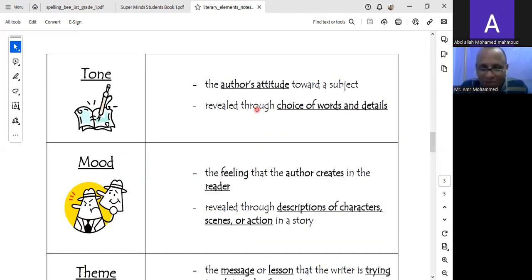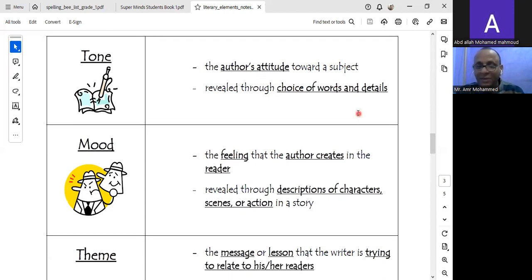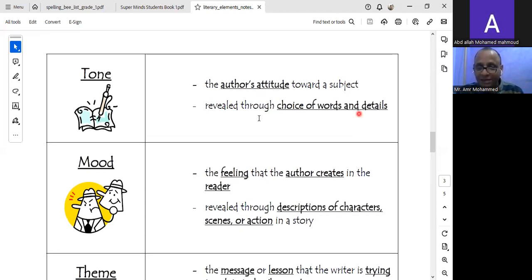The tone is very important, and the tone is determined or specified from the very beginning of the novel. From the very beginning, the reader may understand what the tone of this short story is. It is the author's attitude towards a subject. It is revealed through the choice of words and the details. It depends on the author himself or the writer himself. He chooses certain words to show the tone of the story.